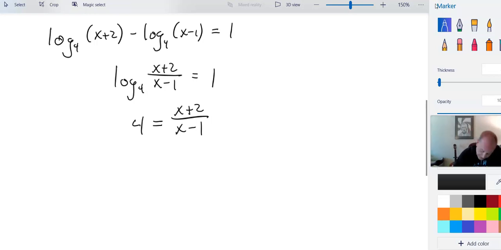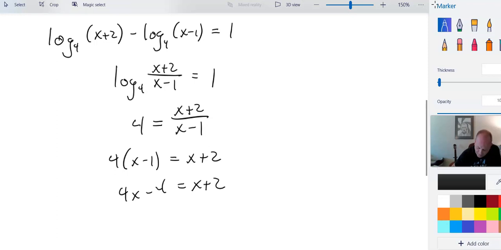Right? Okay, well, if I want to solve this, I'm going to cross multiply. So that means 4 times x minus 1 is equal to x plus 2. Right? So 4x minus 4 is x plus 2. If I go ahead and add 4 here and subtract x here, I end up with 3x is equal to 6, and so x equals 2.